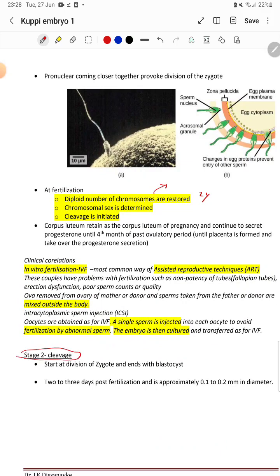But first of all, I mentioned the corpus luteum, right? If fertilization occurs and implantation occurs, the corpus luteum will exist until the 4th month of gestation, and then after that the placenta will form and take over the action of the corpus luteum in that it releases progesterone.